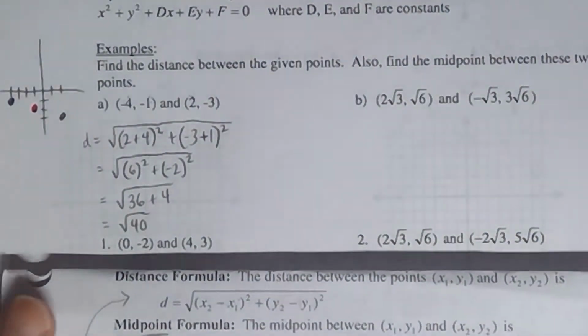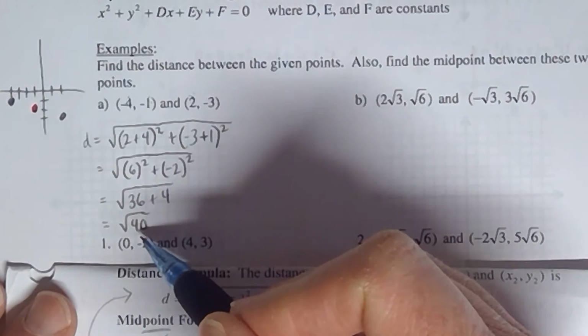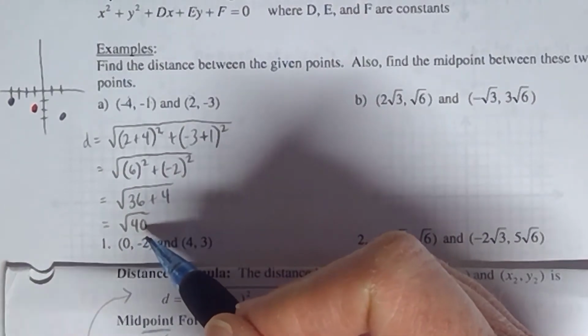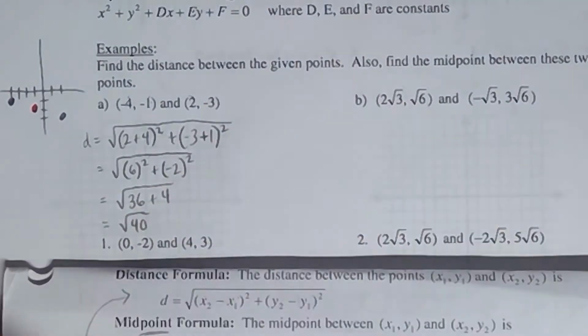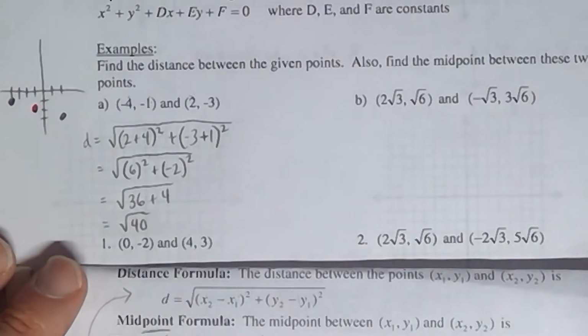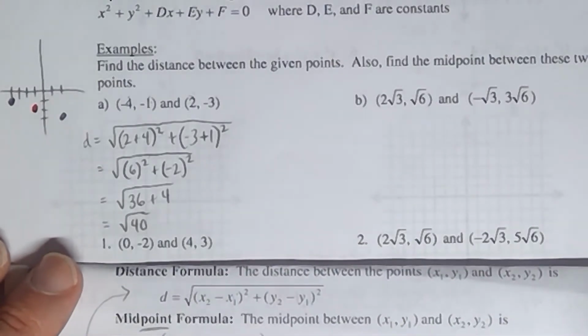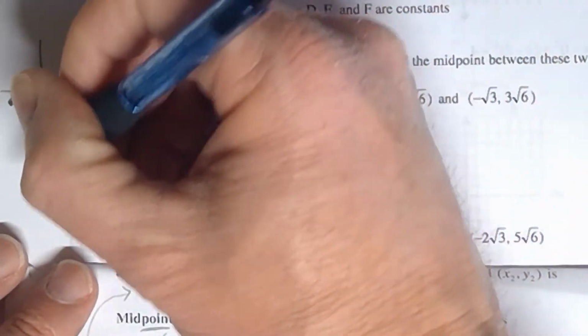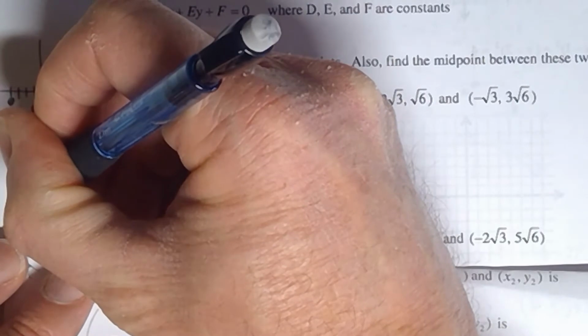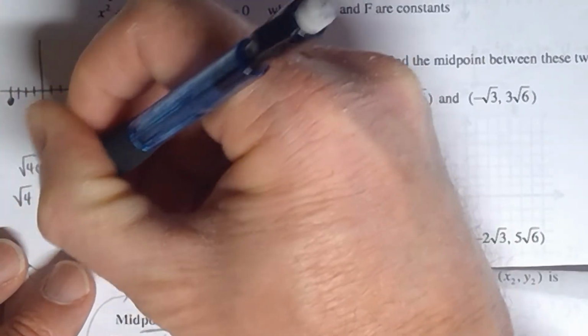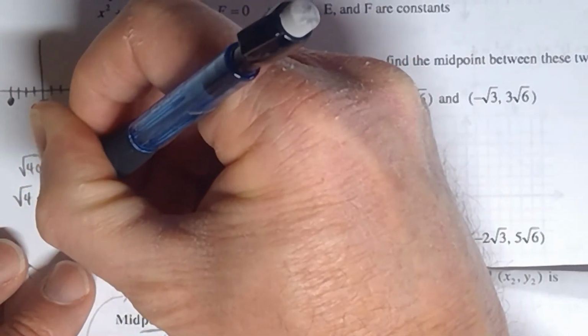Now you do the radical, okay? And if it's a perfect square number underneath there, like 36 or 25 or something like that, then you actually evaluate the radical. But if it's not a perfect square number, which 40 isn't, then they just want you to simplify the radical. Okay, how do we simplify? We've done that many times before from back in chapter 7. You factor out the largest perfect square number.